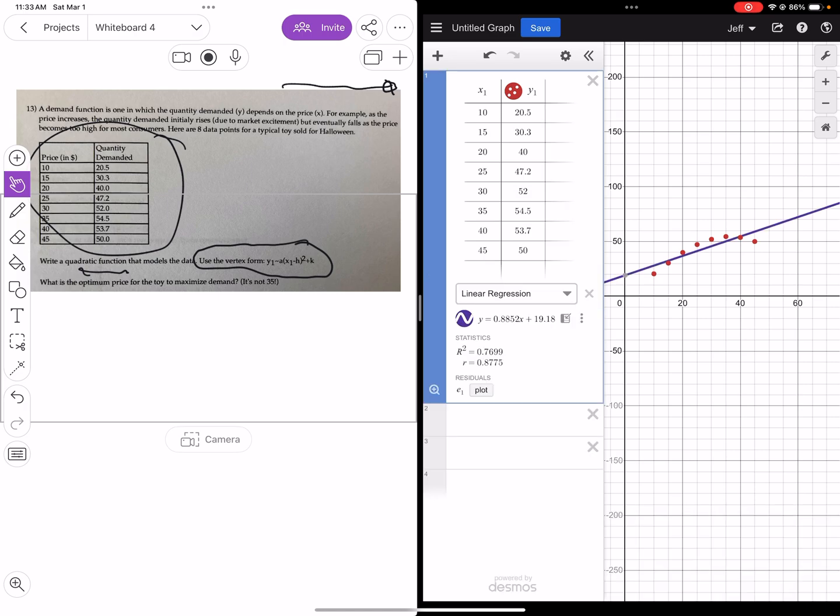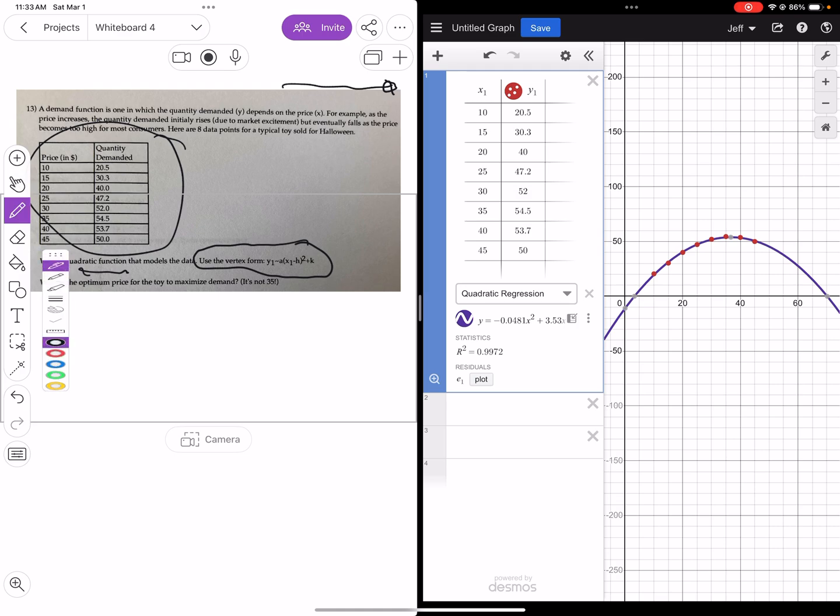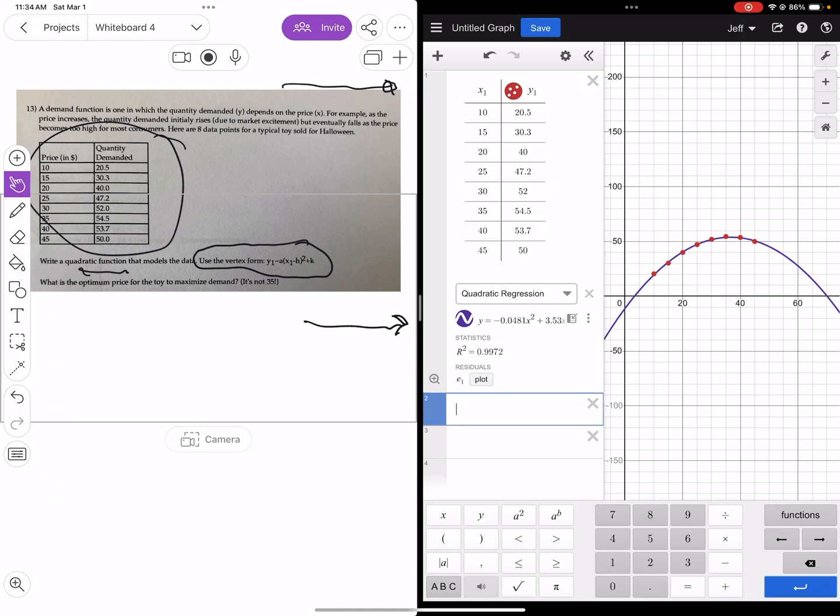It says linear regression, and you look at the blue line there, that's not following the dots. So if I hit quadratic, there I've got one that follows the dots way more closely. So that's the better one. But the problem is when you look at the function right over there, and I can't see all of it, but it's not in the vertex form, and they want the vertex form. So I can actually just type that out right here.